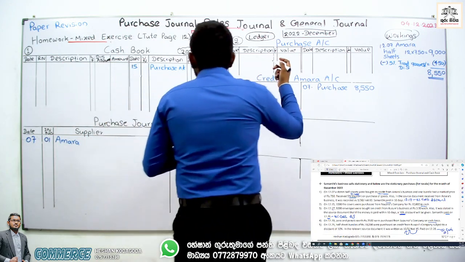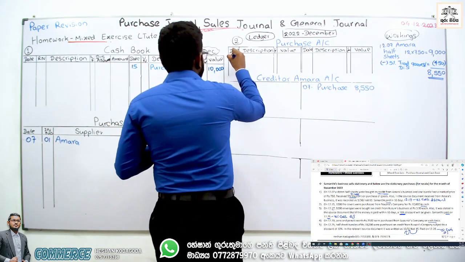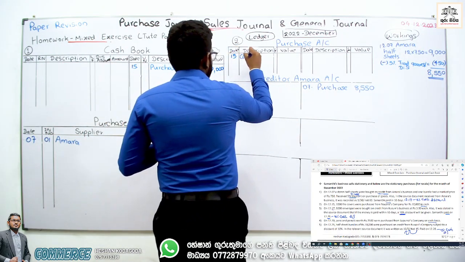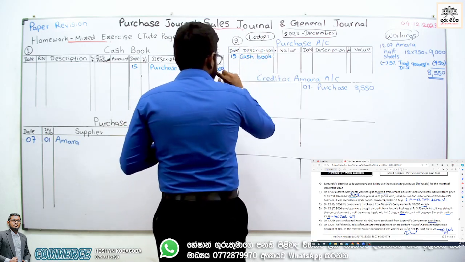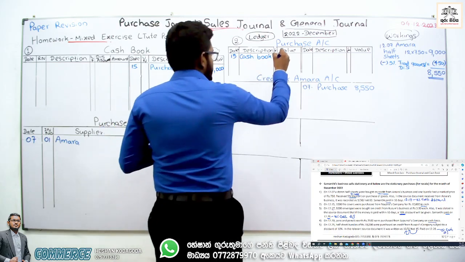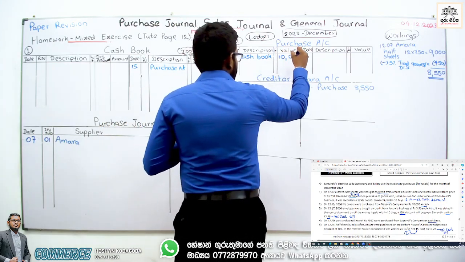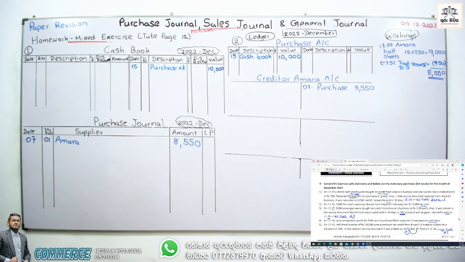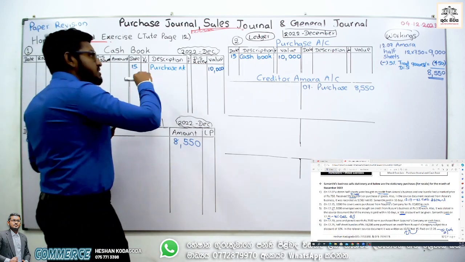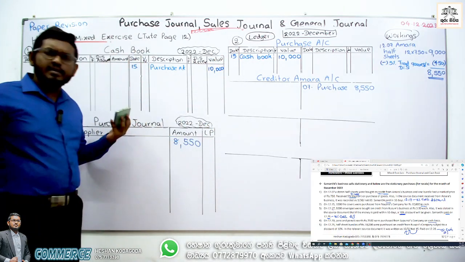So quickly come to the debit side of the purchase account. You can write cash book here, no creditor account, right? And we do not need to write it in the purchase journal. It's rupees 10,000, right? Cash book credit, purchase account debit. It's easy, right? Easy, clear to you now? When it comes to purchase, cash book credit, purchase account debit, it's easy.